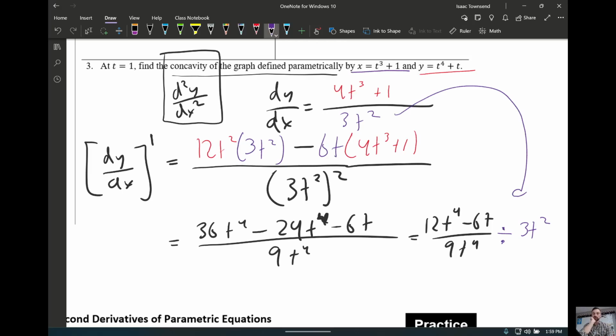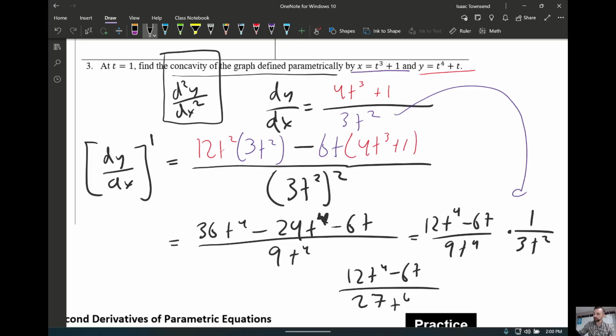And then when I did that, dividing by this is the same as multiplying by the reciprocal. And so I ended up with 12t to the fourth minus 6t over 27t to the 6th. And I guess since they all have a t, we could divide a t out if you wanted to.